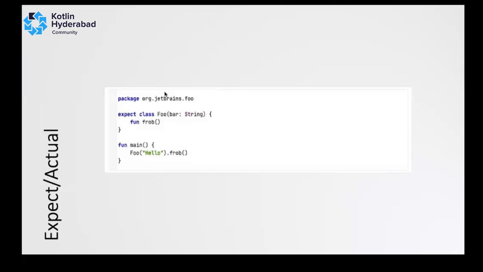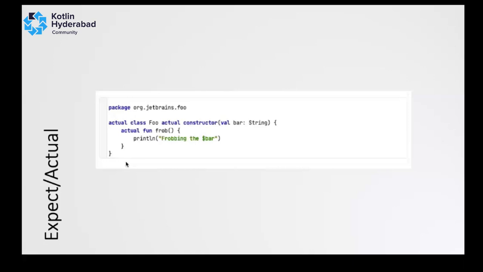There is another feature in the multi-platform plugin, that is expect and actual. Expect is like creating an interface, and then you create different kinds of implementations. Expect is like an interface, actual is like an implementation. This is a small code example which shows how to declare expect. We define expect before the class, and we will not give any definition to the function. When it comes to actual, in the actual we will give the function definition. So this is the JVM implementation.